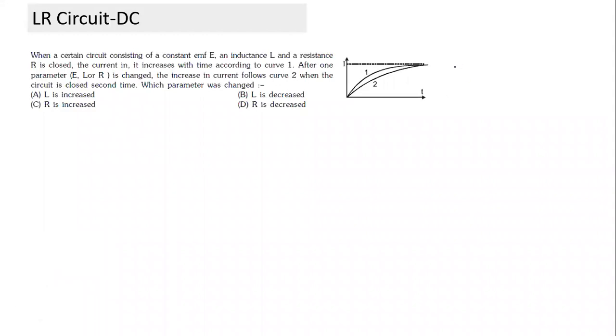So what is happening here? This is also a typical LR circuit. There is an inductor, there is a battery, and E is there, R is there, L is there. What I am saying is that we make some changes here. One of the things is changed.